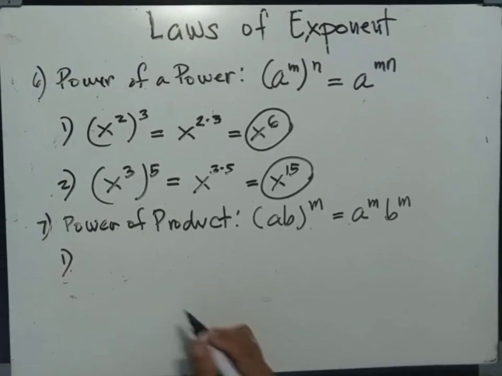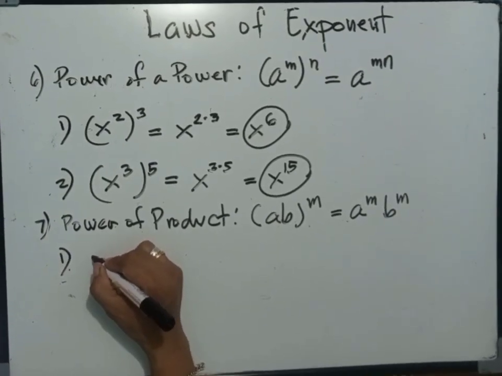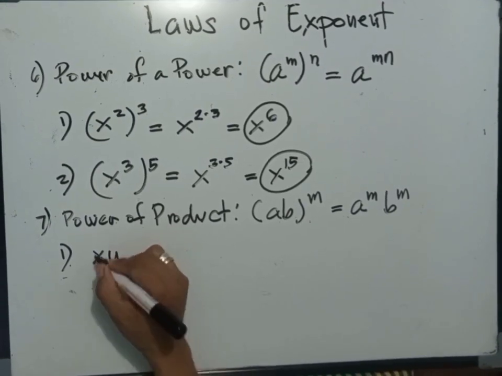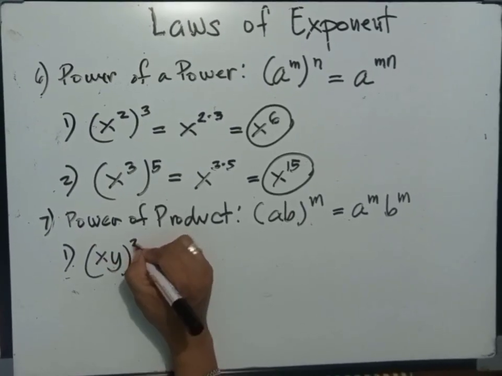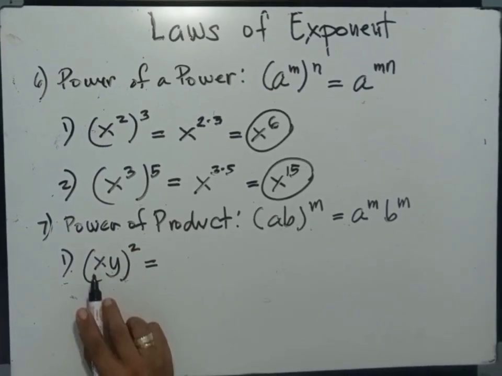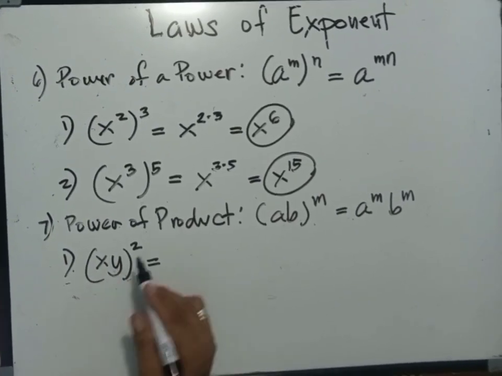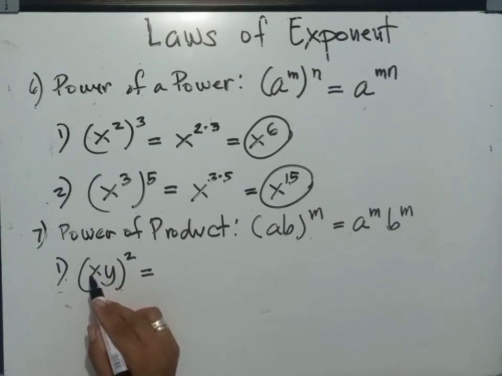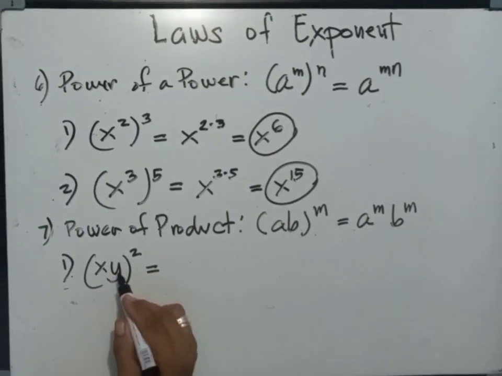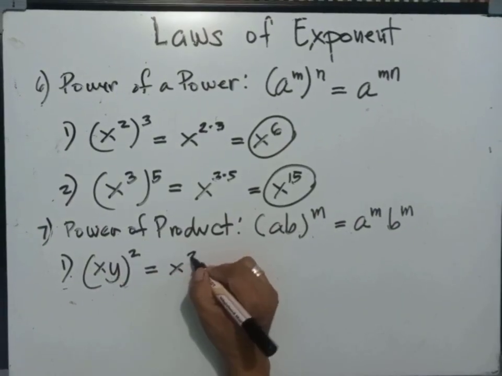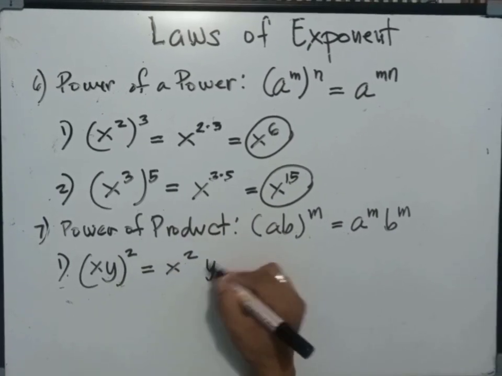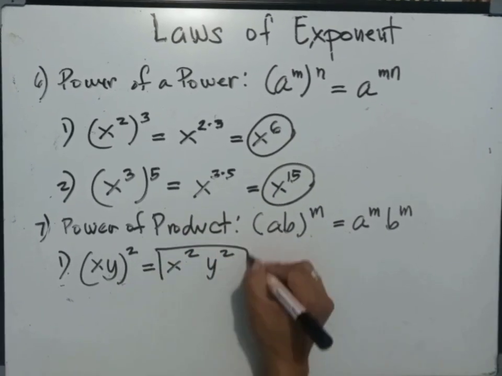Example number 1. XY raised to the second power. XY is a product of X times Y. I-distribute natin yung exponent na 2 sa bawat factor na X at Y. That will be X squared, Y squared. That will be our final answer.